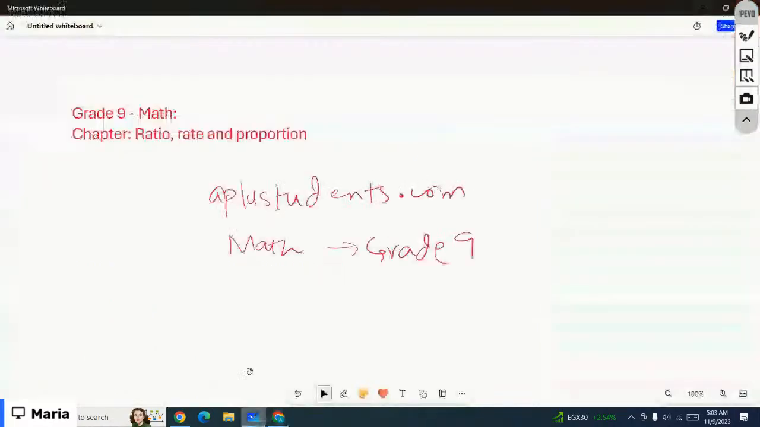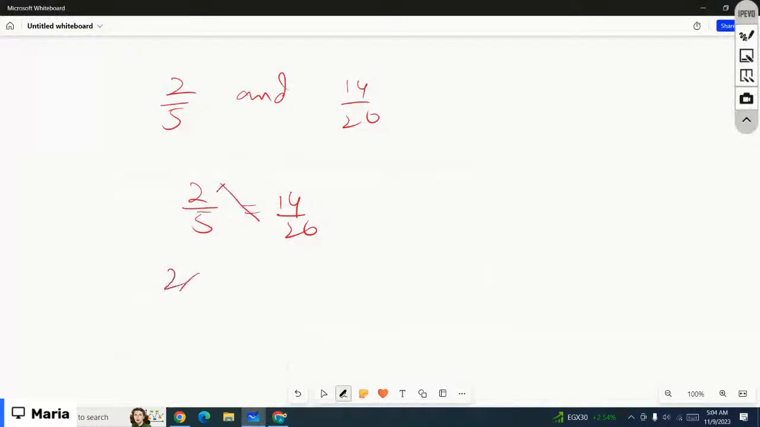That is 2 by 5 and 14 over 20. Okay, just equate them. 2 over 5 equals 14 over 20. And cross multiply them. 2 times 20 and 14 times 5. Right? 2 times 20 is 40 and 14 times 5 is 90. They are not equal. If they are equivalent, when you cross multiply them, they are equal, right? So that means the given ratios 2 by 5 and 14 by 20 are not the equivalent ratios. Got it?